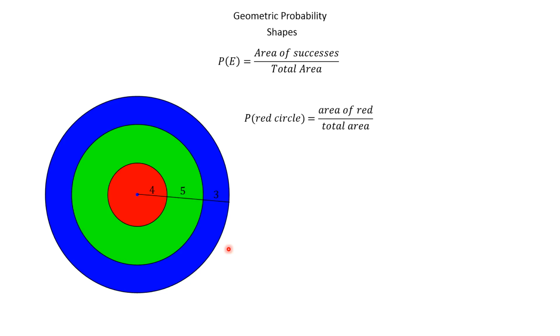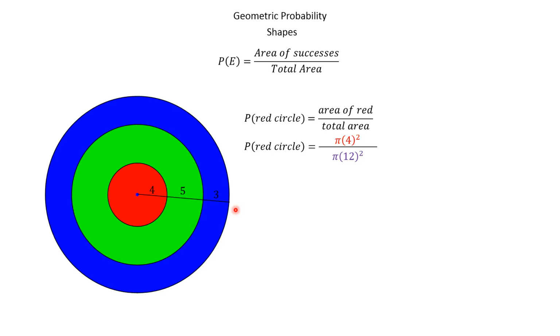So we have the area of the red divided by total area. The area of the red is just the area of a circle. We have pi r squared. R is 4. So pi times 4 squared. And then the total area, and this is where people mess up, because they say, oh, it's pi times 3 squared. Is 3 the radius of this big circle? No. We have to add these together. That's really the way they can trick you on this type of problem. 4 plus 5 is 9, plus 3 is 12. So we have pi times 12 squared for the big area.